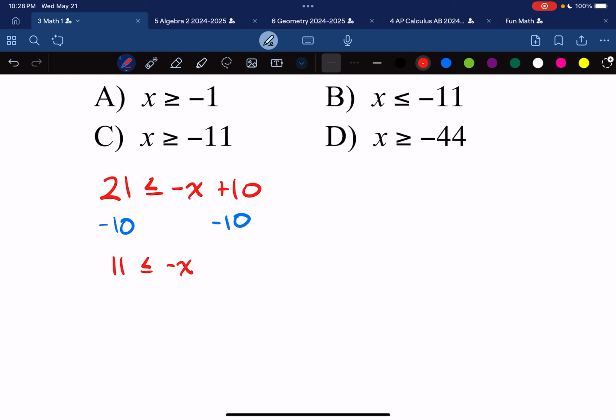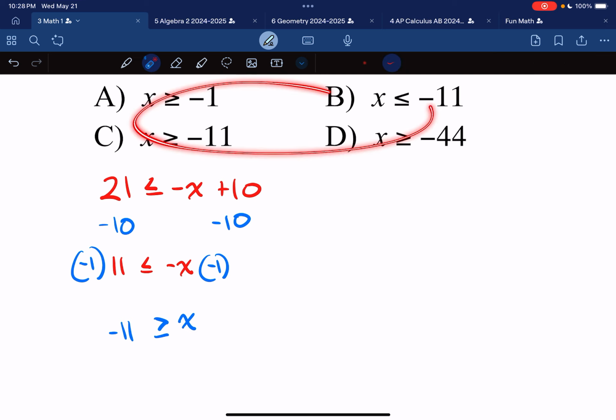A lot of students will divide by -1. You can do that, that's correct. I'm going to multiply by -1 to show you that you can do it this way as well. Whenever you multiply a negative by a negative, you get a positive, and therefore we get an x by itself. Remember, anytime you multiply or divide by a negative, this sign will flip, and now it is a greater than or equal to, and now I have a -11 on the left-hand side. While this answer is correct, it is not in the multiple choice answers.